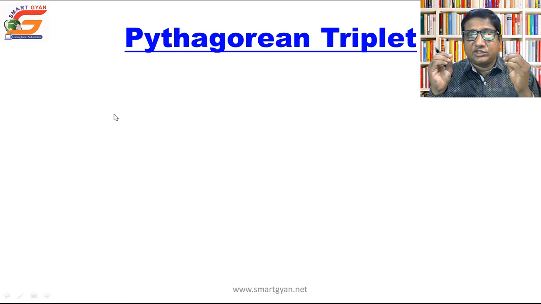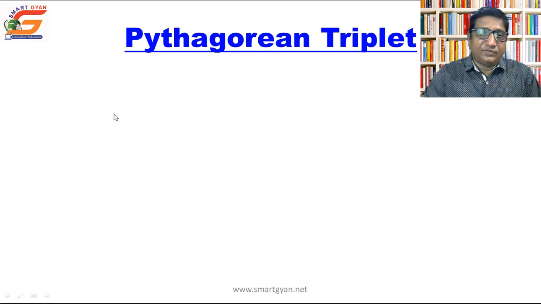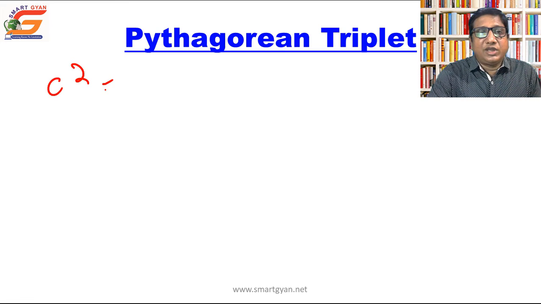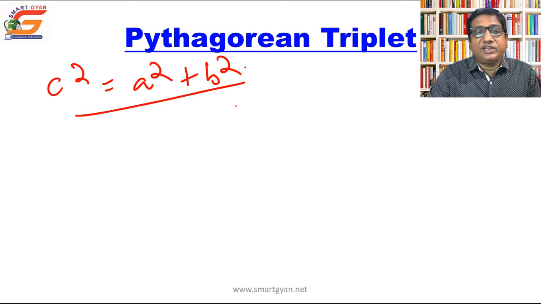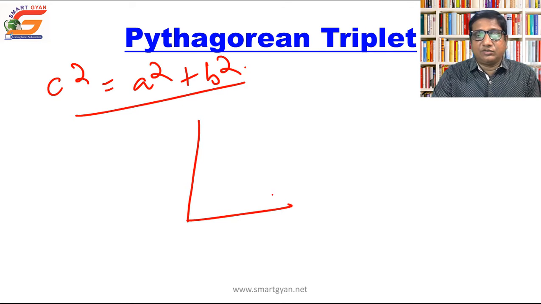Pythagorean triplet is the most important point that we use to solve the problems of distance and direction. What is it? C square is equal to A square plus B square. This property we all know. This is the property of right angle triangle. Let us take it with an example.